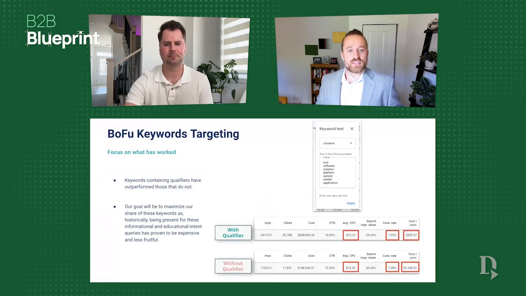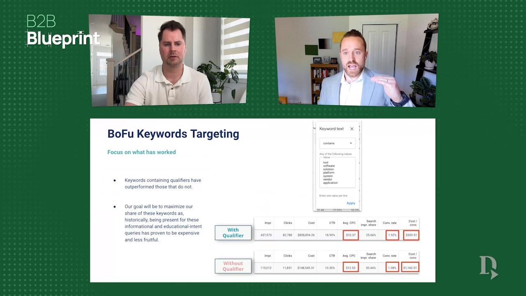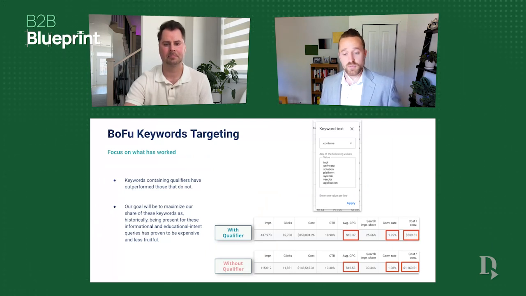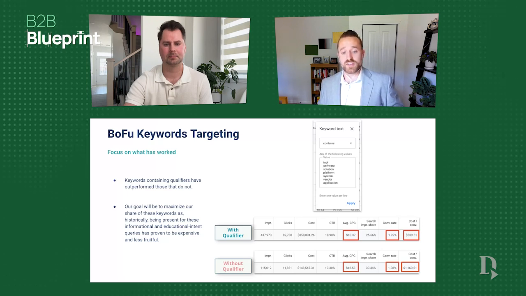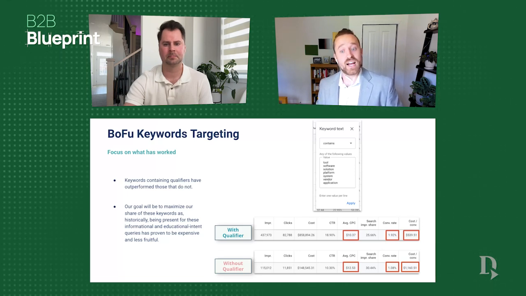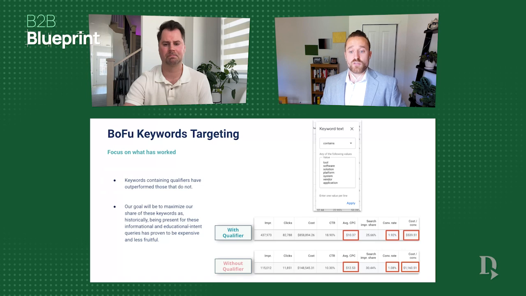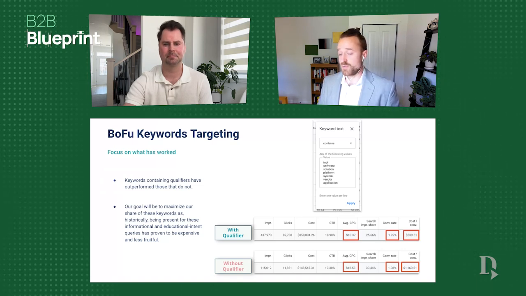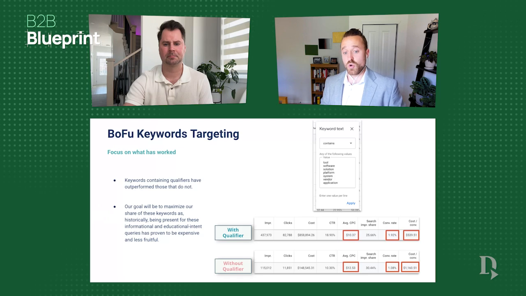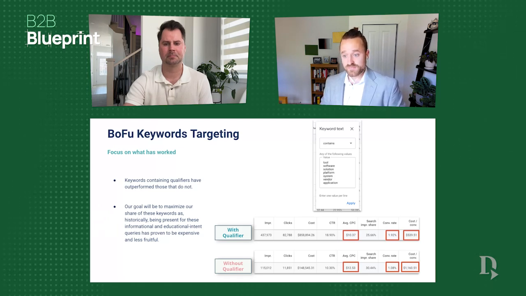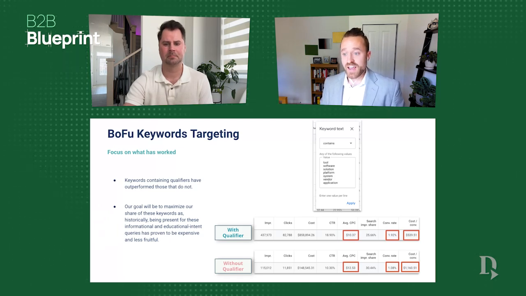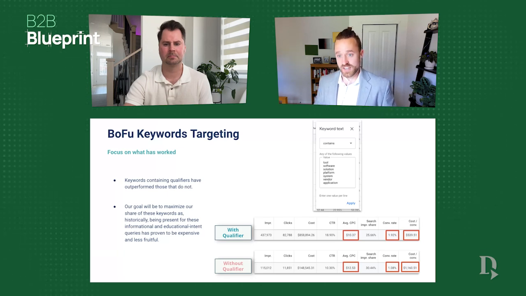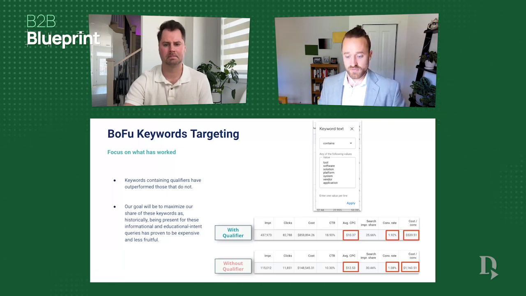We also did an audit to understand how keywords with qualifying terms such as tool, software, platform, etc., performed compared to keywords that didn't have these terms. Overall, we found that the average CPC for terms with a qualifier actually were lower than those without, had a higher conversion rate, and had about 2x better efficiency than these keywords without qualifying terms.